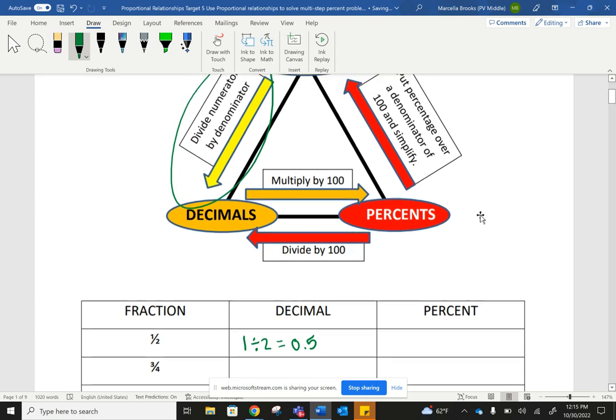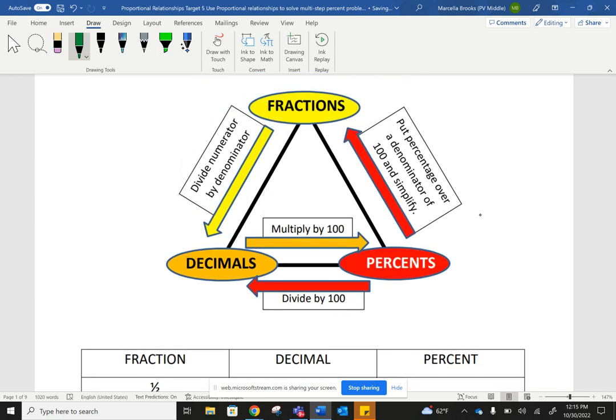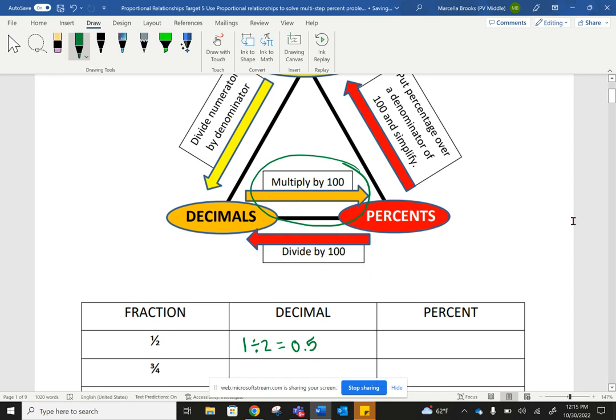Now, how do I turn that decimal to a percent? Well, let's go look at that. So decimals to percents, it says multiply by 100. So I'm going to take my decimal times 100. If I do 0.5 times 100, it's going to give me 50. So the way I write 1/2 as a decimal is 0.5, and as a percent, it's 50.